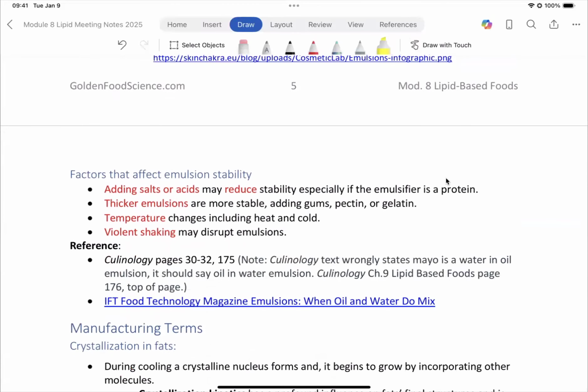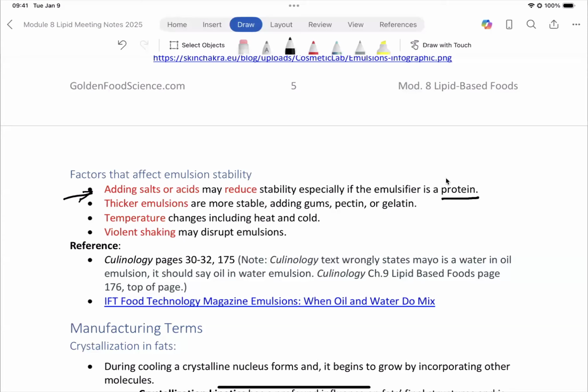Factors that will affect your emulsion stability, which is much more what you're interested in than the rest of it. So if we add salt or acids, and if the emulsifier is a protein, they will denature the protein and it will no longer work as an emulsifier. So adding salt is going to bind some of the water and make it not available. Or adding acid will denature the protein.